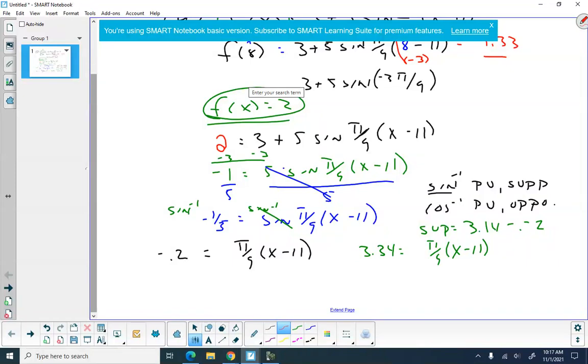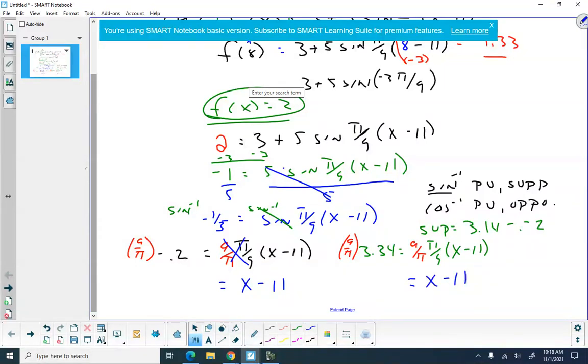Why do we leave the finger space? What's our next step? What are we going to multiply both sides by? Laura, what are we going to multiply both sides by? 9 over pi. So we're going to multiply both sides by the reciprocal, 9 over pi. That will cancel these out. So we have negative 0.2 times 9 divided by pi. And then we have the 3.34 times 9 divided by pi.